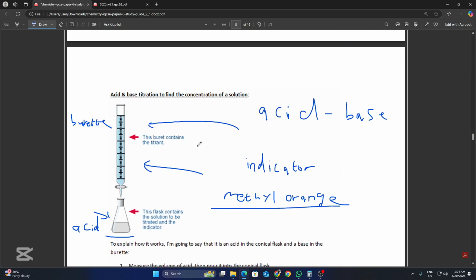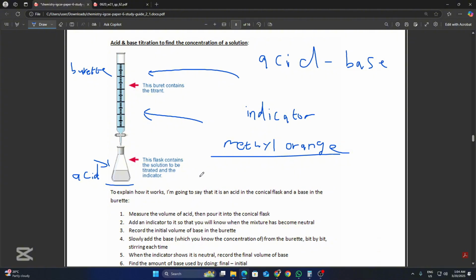And please memorize the colors of methyl orange. In an alkaline solution the color is yellow, in an acidic solution the color is red, and in a neutral solution the color is orange. Make sure this is memorized.